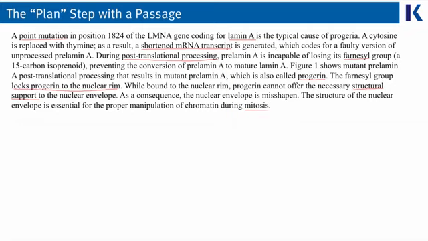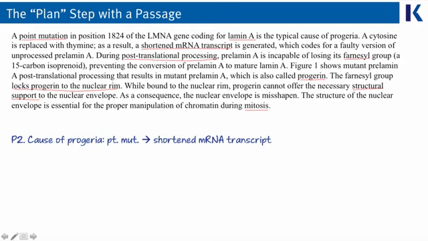Well, that's a lot of information, so if we distill that down to a short label for our passage outline, we could say that the cause of progeria ultimately is this point mutation causing a shortened mRNA transcript. For the rest of the details, we can always come back to the passage and locate them. For now, this should suffice as an appropriate description for the paragraph, and we'll keep moving forward.